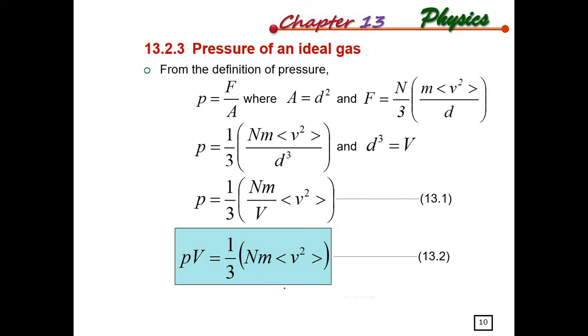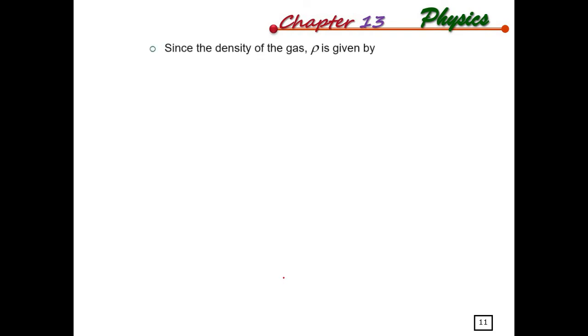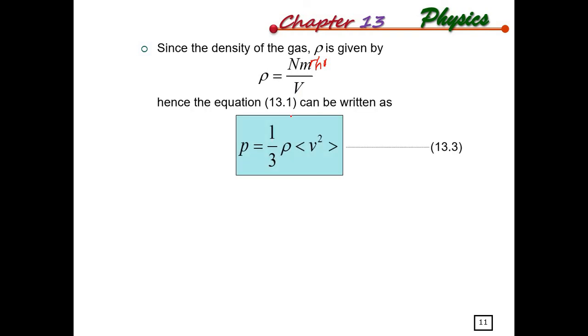Since the density of the gas, rho, is given by the equation rho equals N times m over V, where N is the number of molecules in the container, we can have the equation: the pressure P equals 1 over 3 rho times the mean square velocity of the molecules in the container. So this is the equation that we have for the pressure exerted by the gas in the container.